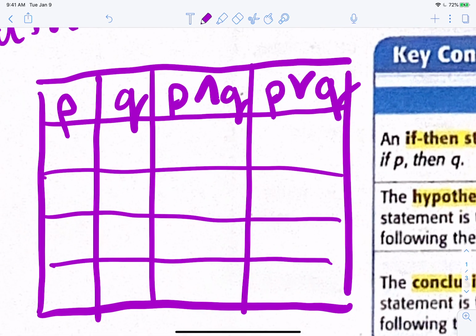P, Q, P and Q, P or Q. So we're going to fill out this truth table down below. This is going to sort our thoughts out. 1, 2, 3, 4. How many rows? 4 rows below the top row. It's a 4 by 4, well, really like a 4 by 5 if you include the headings.